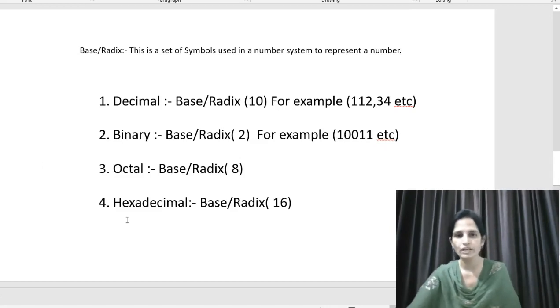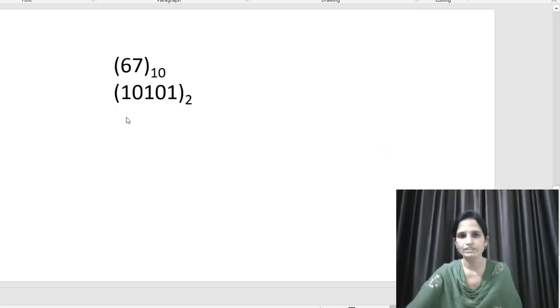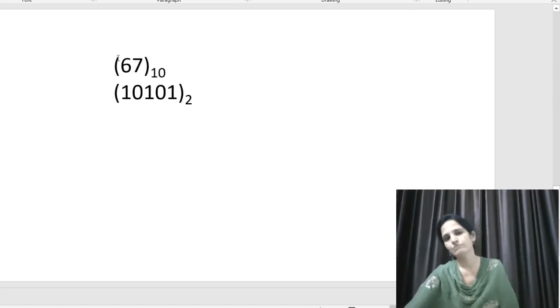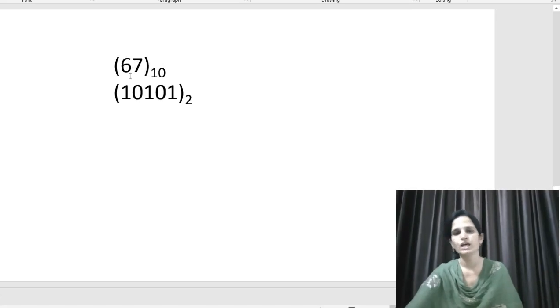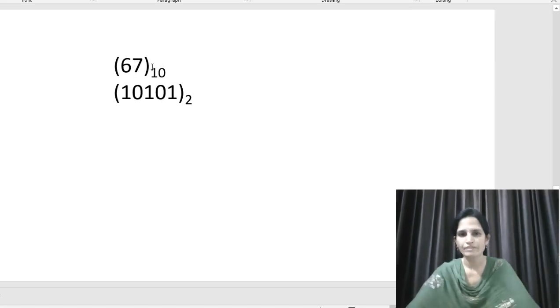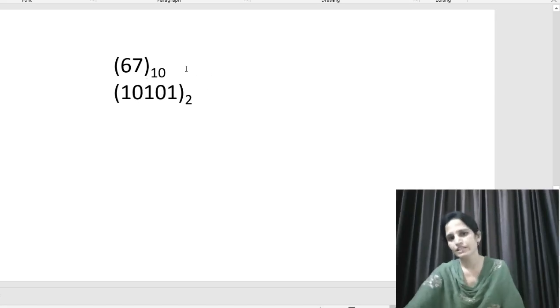So how can you write all these in your number system? For example, this is your base and radix. This is your decimal number: 67 is a decimal number, and this 10 is the base of the decimal number system. The next one is the binary number system. For example 10101, and this 2 is the base of the binary number system.